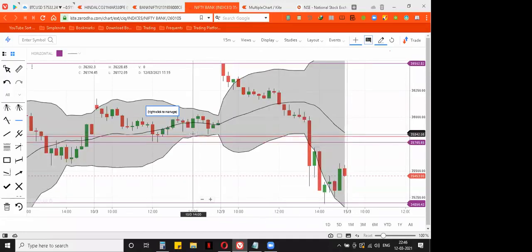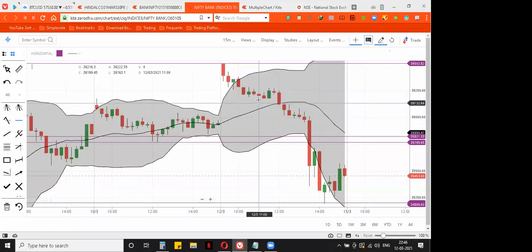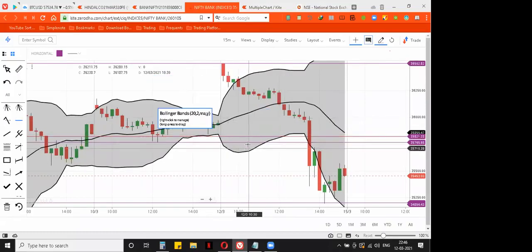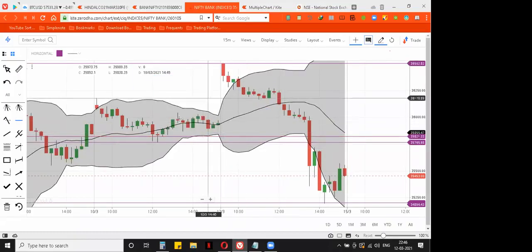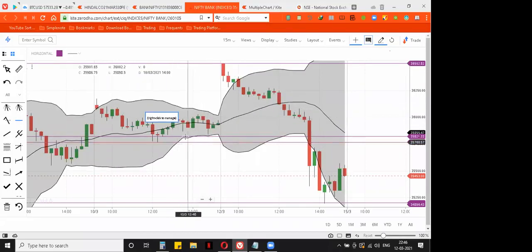We all know the theory of Bollinger Bands, that the upper band is 2 standard deviations away from the 20 moving average, and the lower band is 2 standard deviations below the moving average. All this theory we know. What we would want to know is, at this time when the Bollinger Band is squeezing, indicating low volatility, which side you're going to have a breakout. This is something we'd be interested in knowing, right?